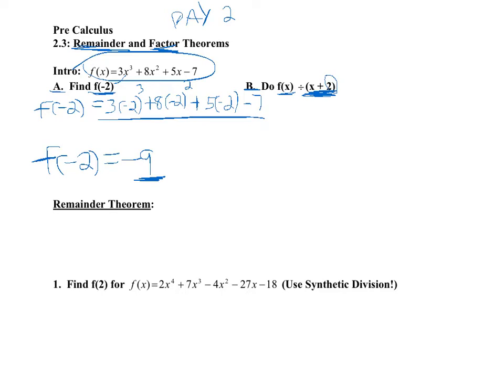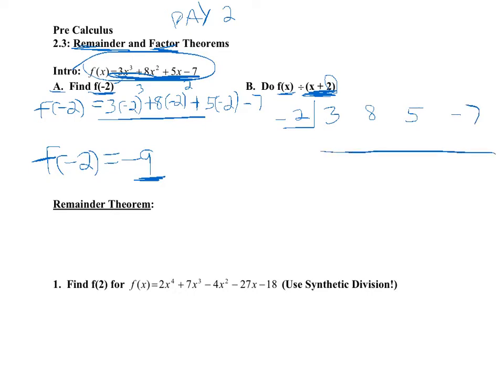I'm just going to erase some of this stuff here. So it's not working, that part right there. I'm going to squeeze it in up here. Okay, I'm going to put negative 2 in the top left. I'm going to put the coefficients for this f of x. So I'm going to put 3, 8, 5, and negative 7.